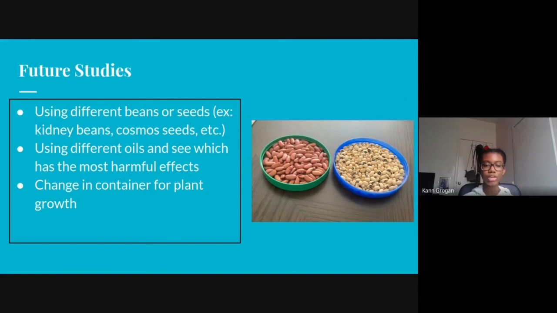If I change the container for the plant, there might be a difference in the plant growth as well. Considering that these plants were grown in small foil pans that tend to retain heat, if I grow them in a ceramic pot or regular plastic pot, it may change how fast or slow these plants decide to grow. And that is the end of my experiment.